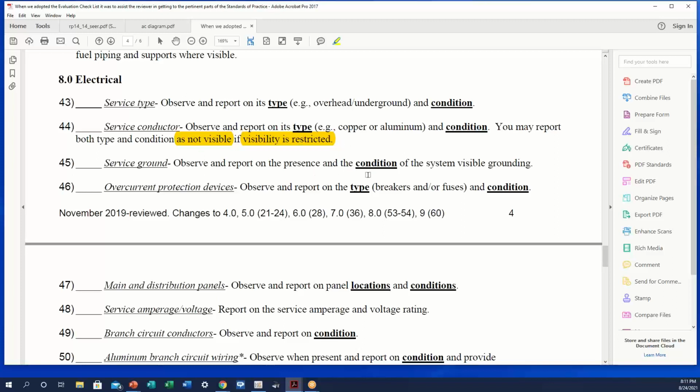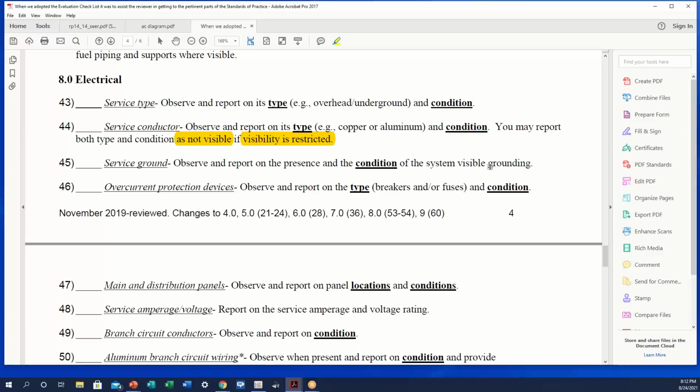Service ground. Observe and report on the presence and condition of the system visible grounding. Harris, what does that mean in English? A short sentence. Go ahead. If you could see the ground, say you see it and observe the type it is. Okay, when you mean see it, you mean like if it's in the panel, I can say that? Right, when you look where it comes up the wall or comes out from a UFR, see where it enters the panel and enters onto the ground bar. Make sure it's connected to the ground bar.